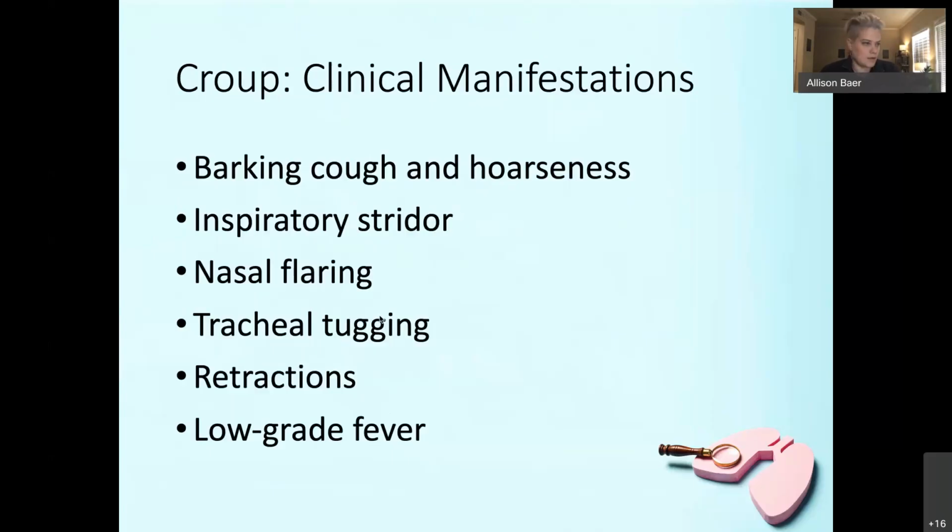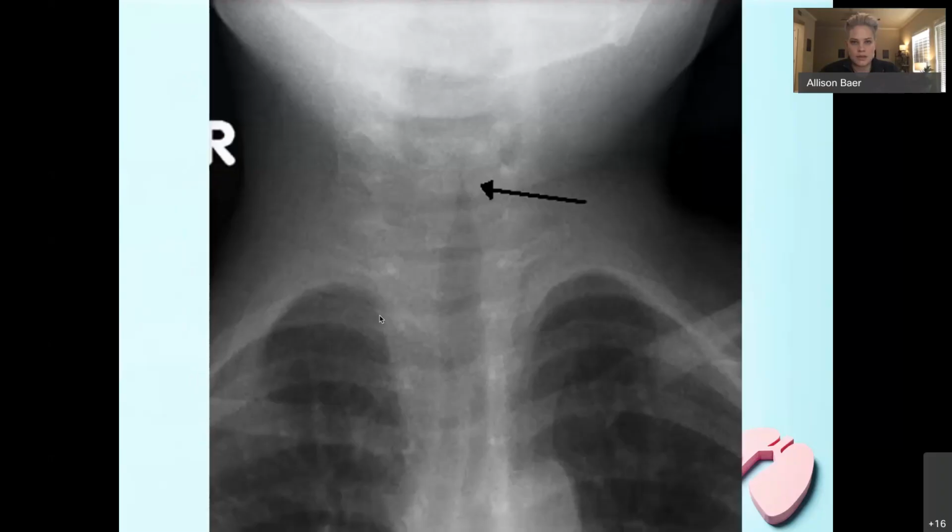The definitive diagnosis is an X-ray, and you're going to see this steeple sign on an AP X-ray. So from the front view, you're going to see this narrowing up into a steeple shape. You can see it barely looks like they have any air getting through, but if you hear steeple sign, it's croup. And if you do a lateral X-ray, you're going to see a normal epiglottis.